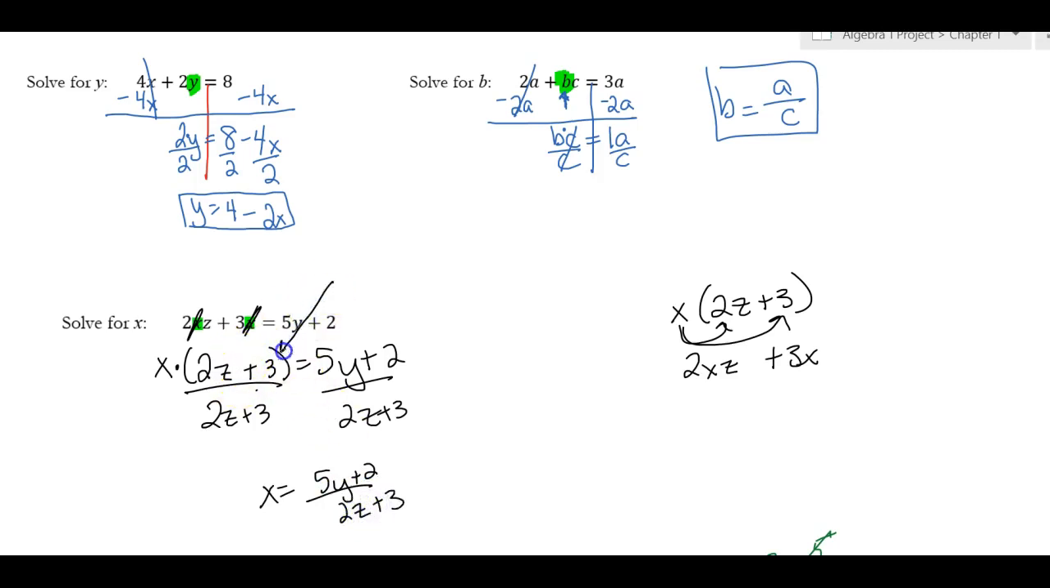Be careful with this step right here. Some of you will want to distribute, but if you distribute, you're going to get back to where you were. You have to recognize that x is outside, so I got to get rid of this parentheses, and I'm going to get rid of that parentheses by dividing.